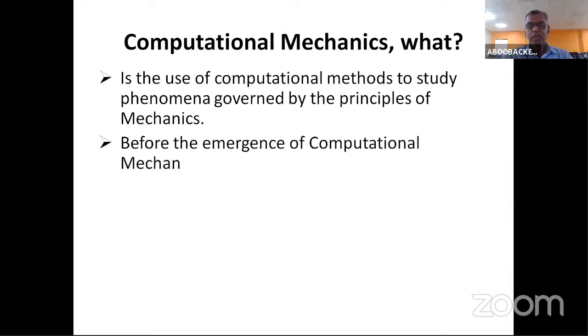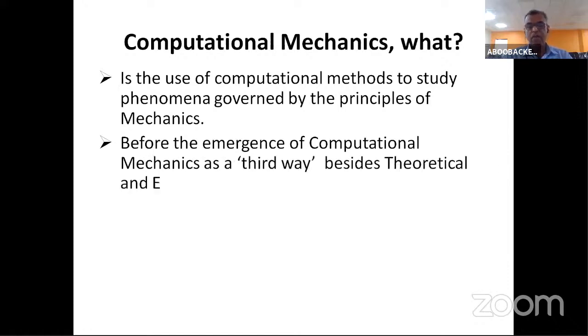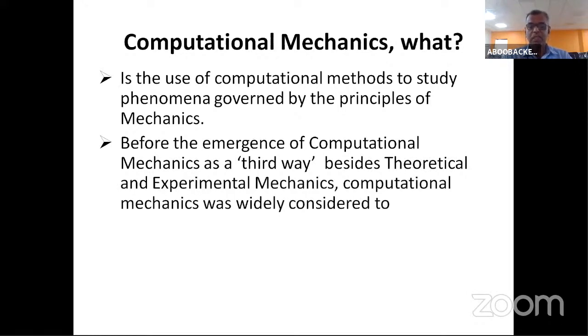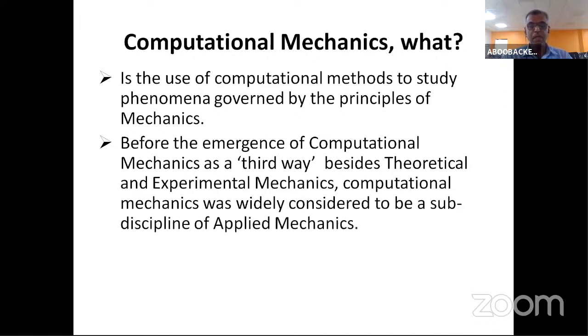Before the emergence of computational mechanics as a third way, besides theoretical and experimental mechanics, it was widely considered to be a subject or sub-discipline of applied mechanics. This computational method as a third way emerged with the advancement of computer technology and the increasing computing power. Before that, it was considered to be a part of applied mechanics, where many analytical methods and experimental methods were popular before this computational advancement.